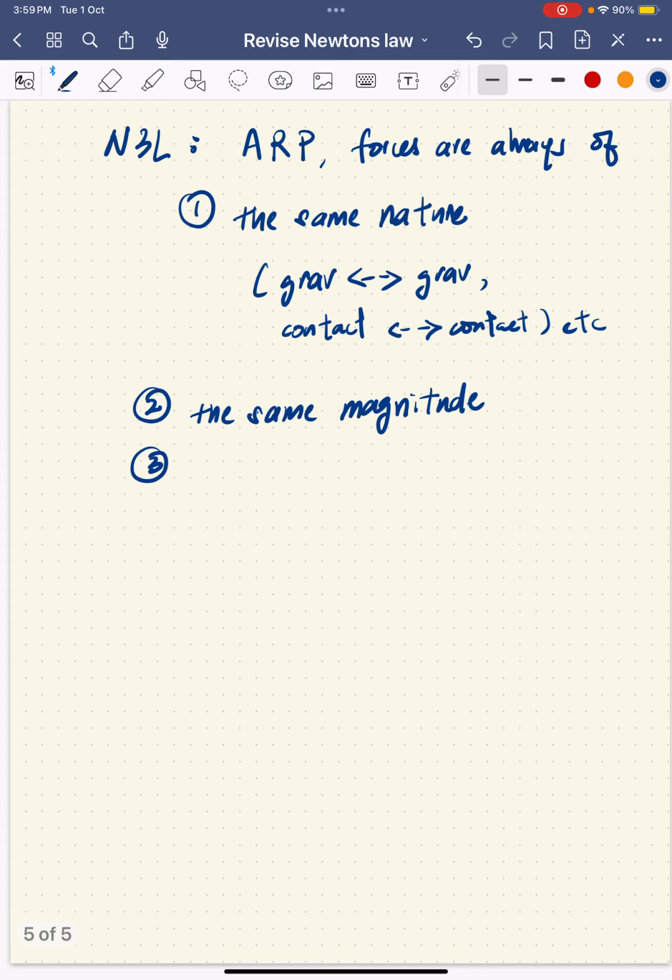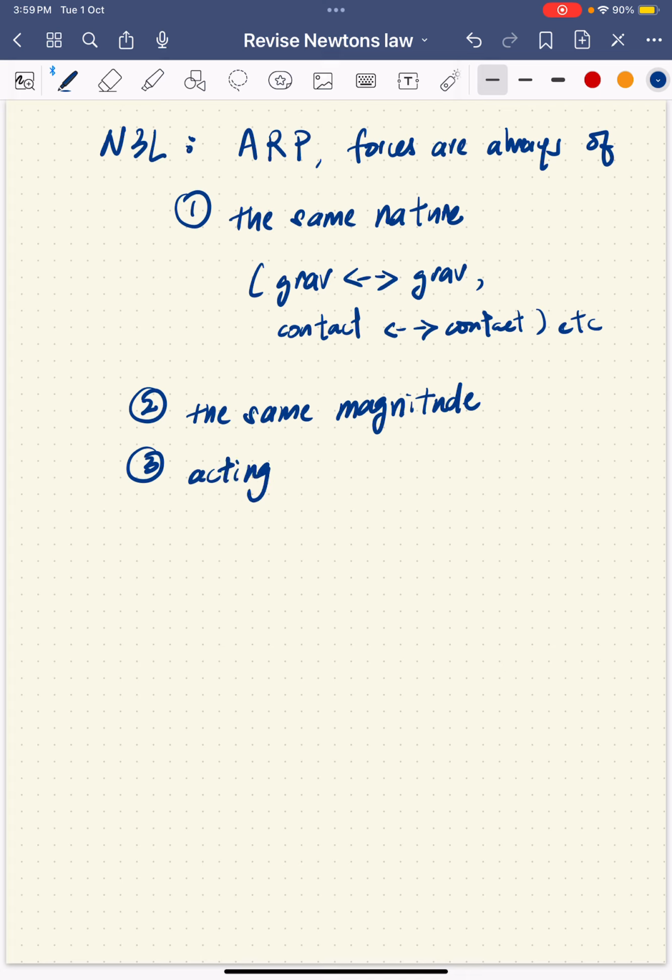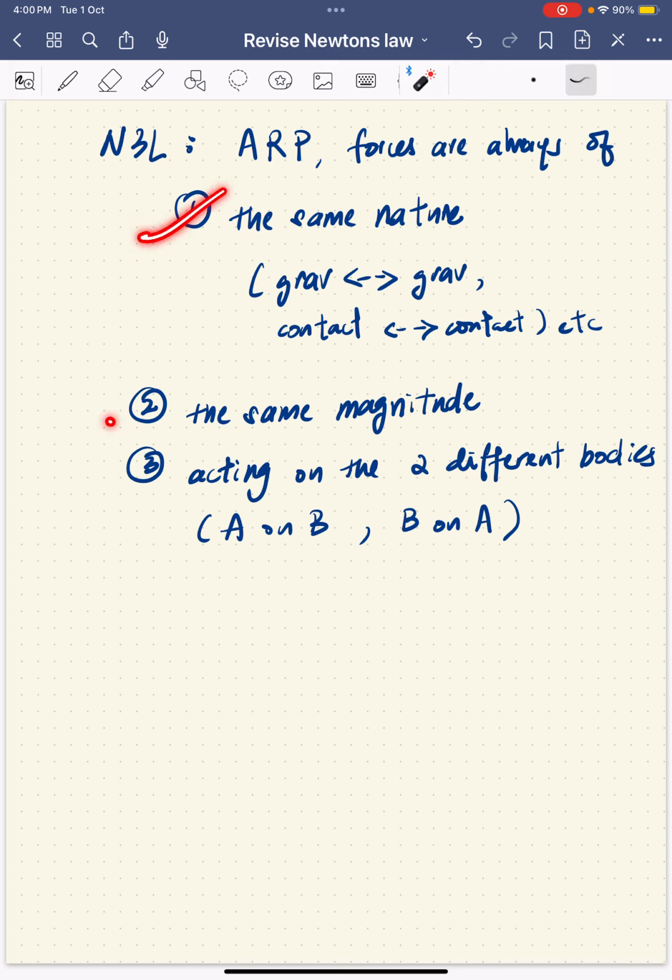And then number three, the two forces are always acting on two different bodies. Meaning A on B, there will be a force by A on B, and the other force will be by B on A. Once you examine these three criteria, and if the forces match all three, then you can be certain that the two forces form an action-reaction pair.